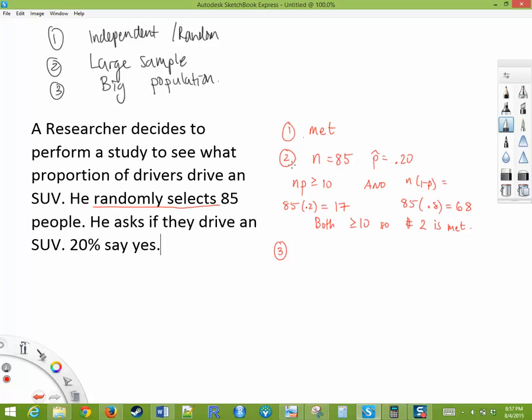Okay, what's the third condition? The big population condition. Okay, what is my population in this problem? Huh? 85. No, my sample is 85. What's my population? The population is everyone relevant to my research question, right? So who would the population be?